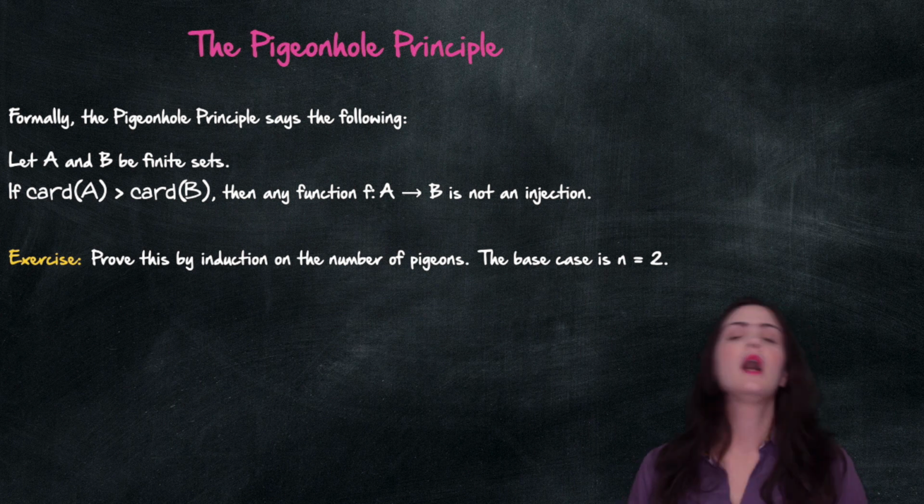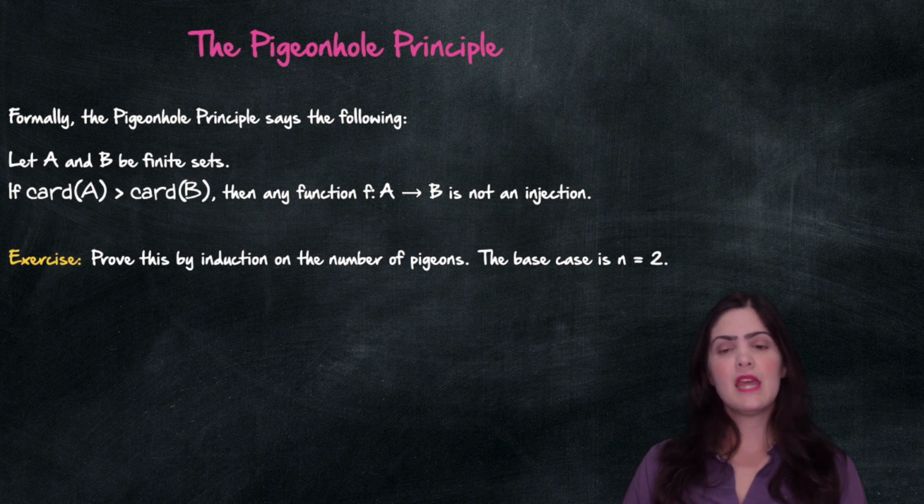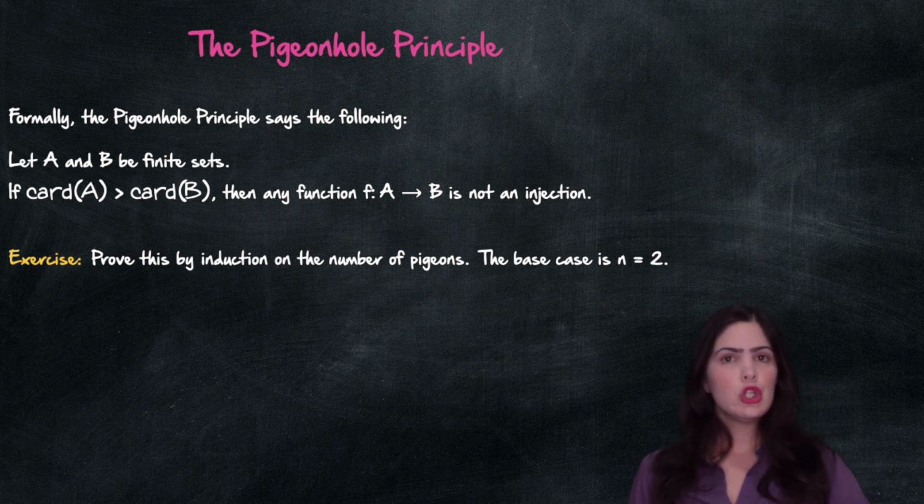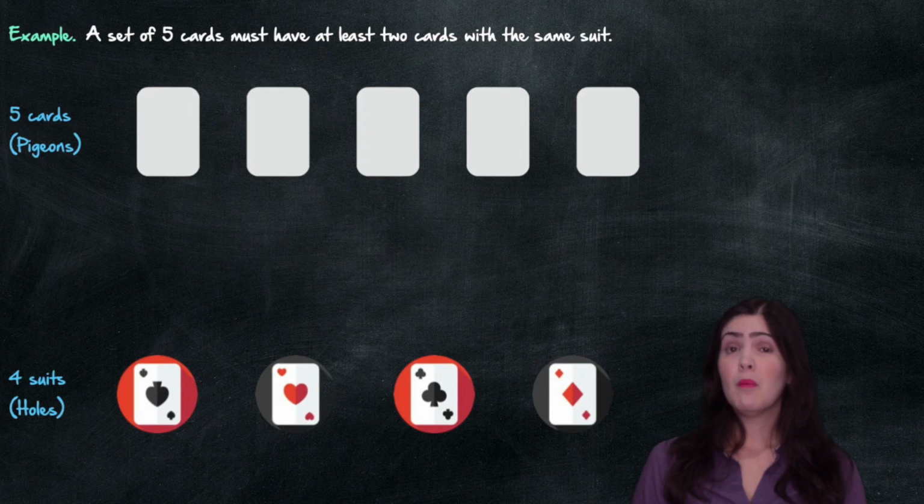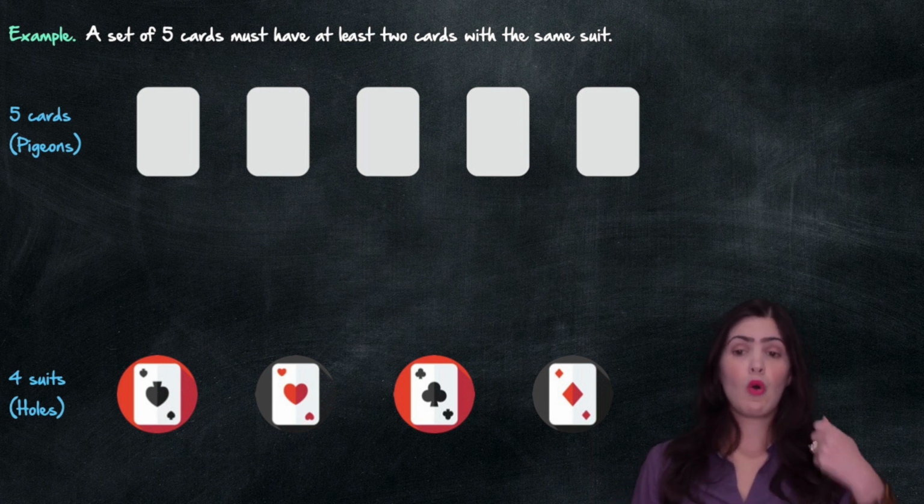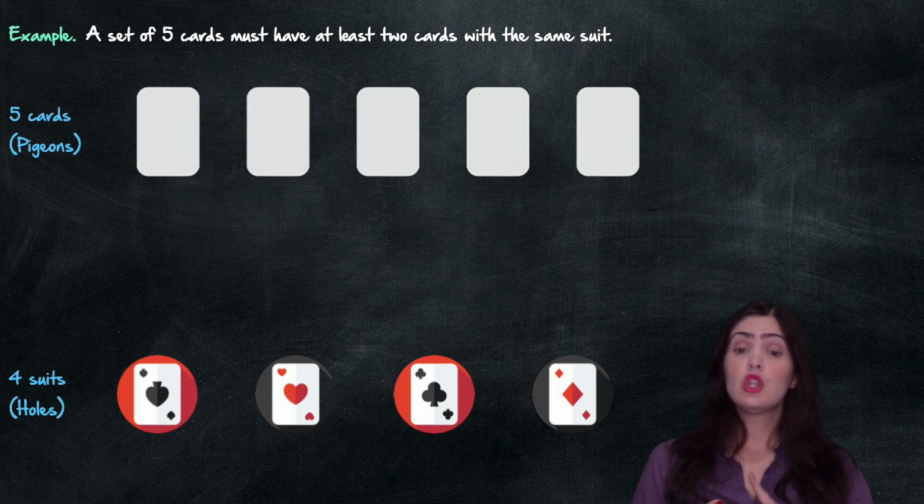How can we use the pigeonhole principle in applications? I'm going to give you 2 relatively simple examples using playing cards, but actually it can be used to prove many different statements. Here we have a set of 5 cards that we draw from a deck of 52 cards. If we do that, at least 2 cards have to have the same suit.